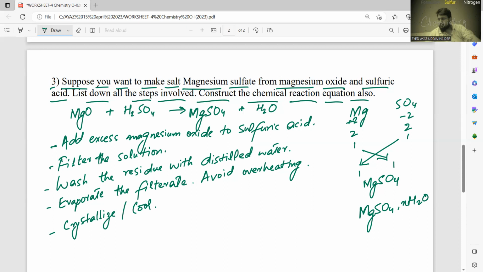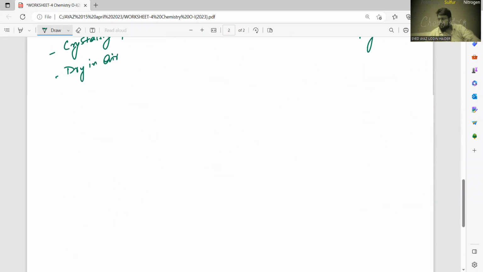This will be all. You can't write dry. If you want, you can write only dry in air. Don't write dry in oven. The reason is that the salt will lose water of crystallization. Dry in air. This will be your final step.